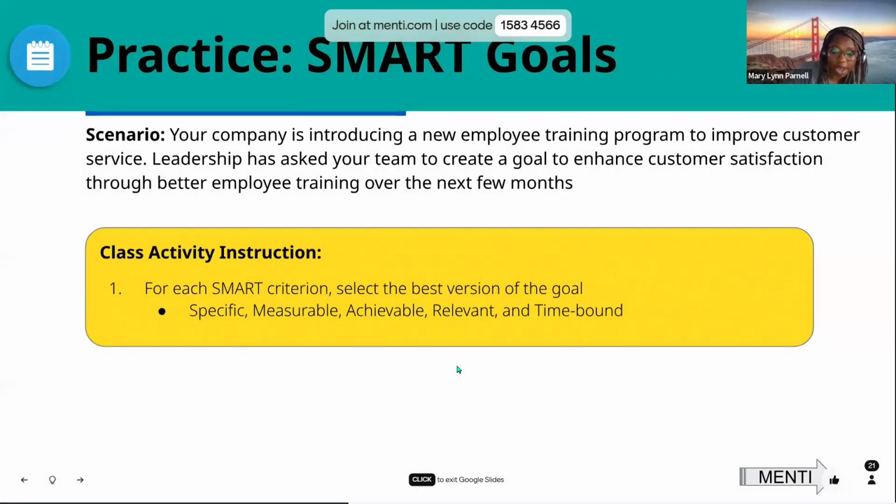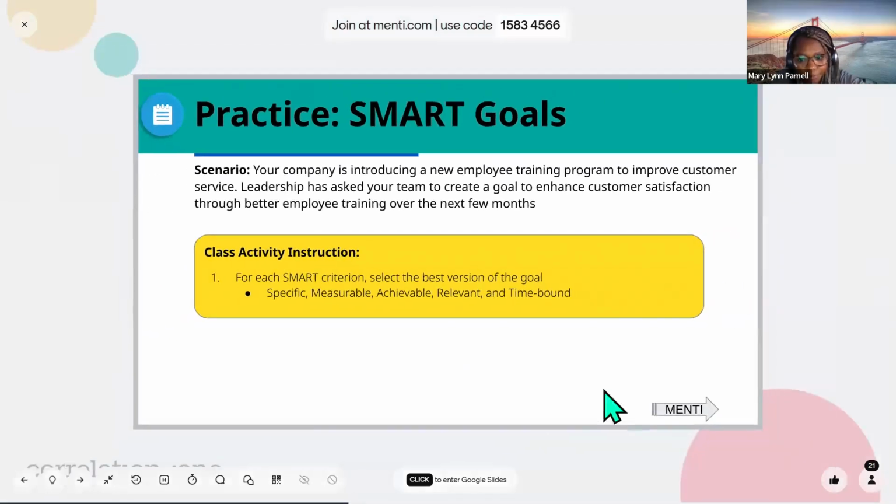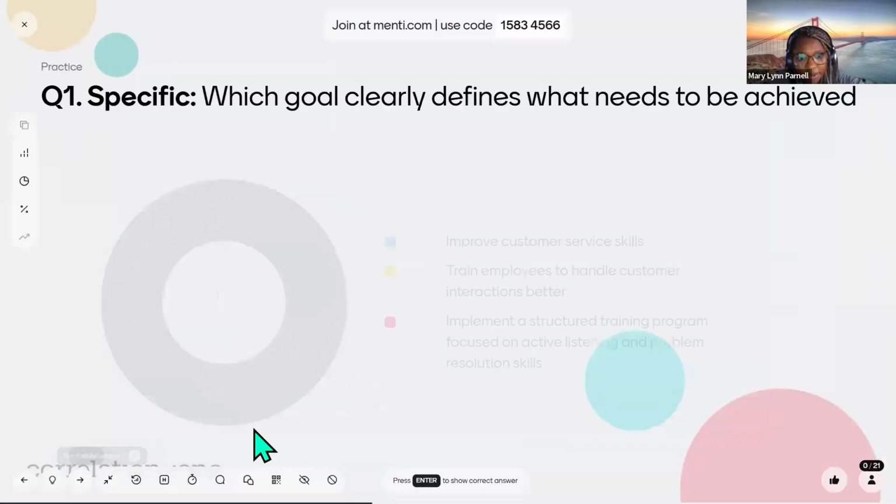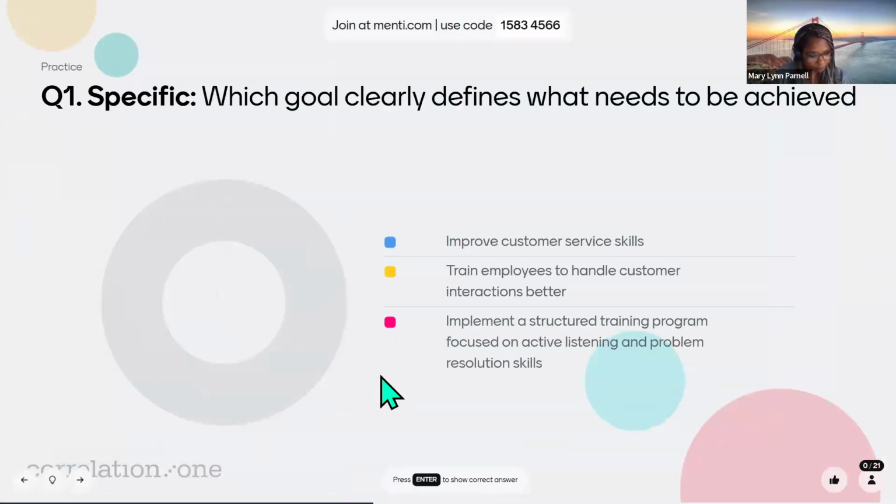So we're going to practice SMART goals. So we're going to go into Menti. We're going to go through a scenario and we're going to be answering 5 questions that will test our SMART goal skills. So this scenario, I should go back and say what the scenario is.